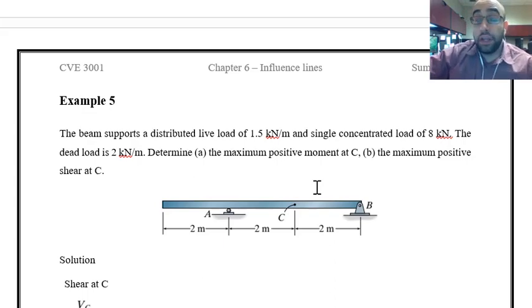Drawing the influence line for moment at C is not difficult. I have to consider a hinge over here, apply the unit rotation, and since this point is just in the middle of the beam, we can consider a hinge and grab it, pull it up, and the deflected shape will be the influence line for bending moment at C.